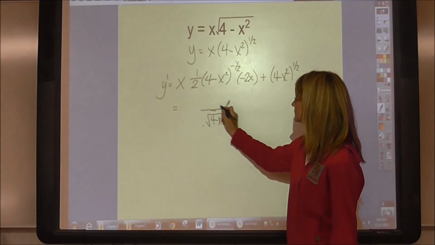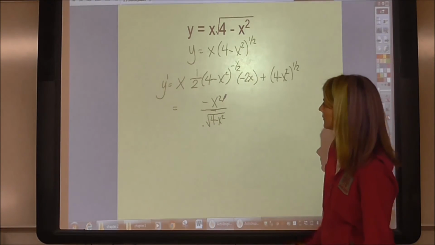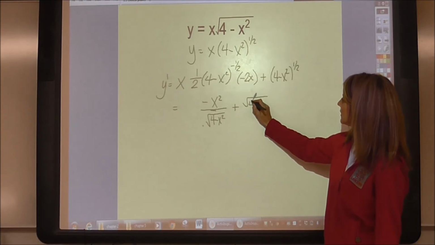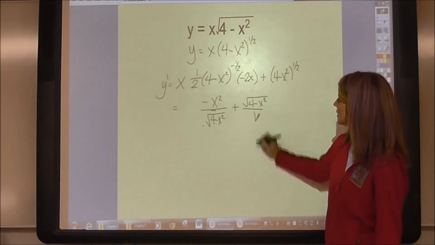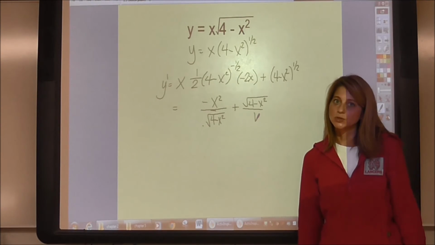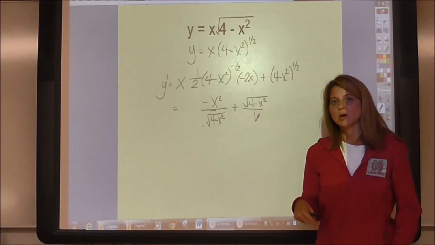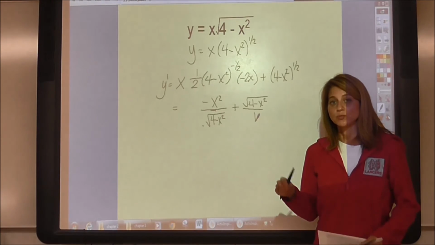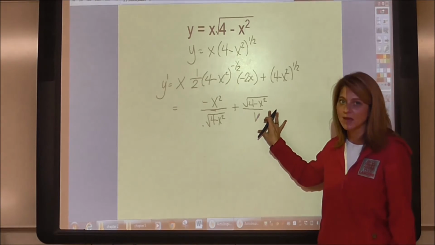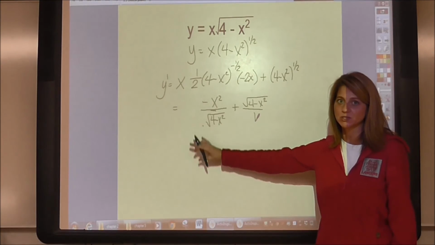Okay, that's just the first part. And to that, I am going to add a 4 minus x squared, which is being square rooted. And I wrote it like a fraction. Okay, here's the deal. If you're going to figure out where this derivative equals 0 and where this derivative is undefined, you've got to have this as all one fraction.